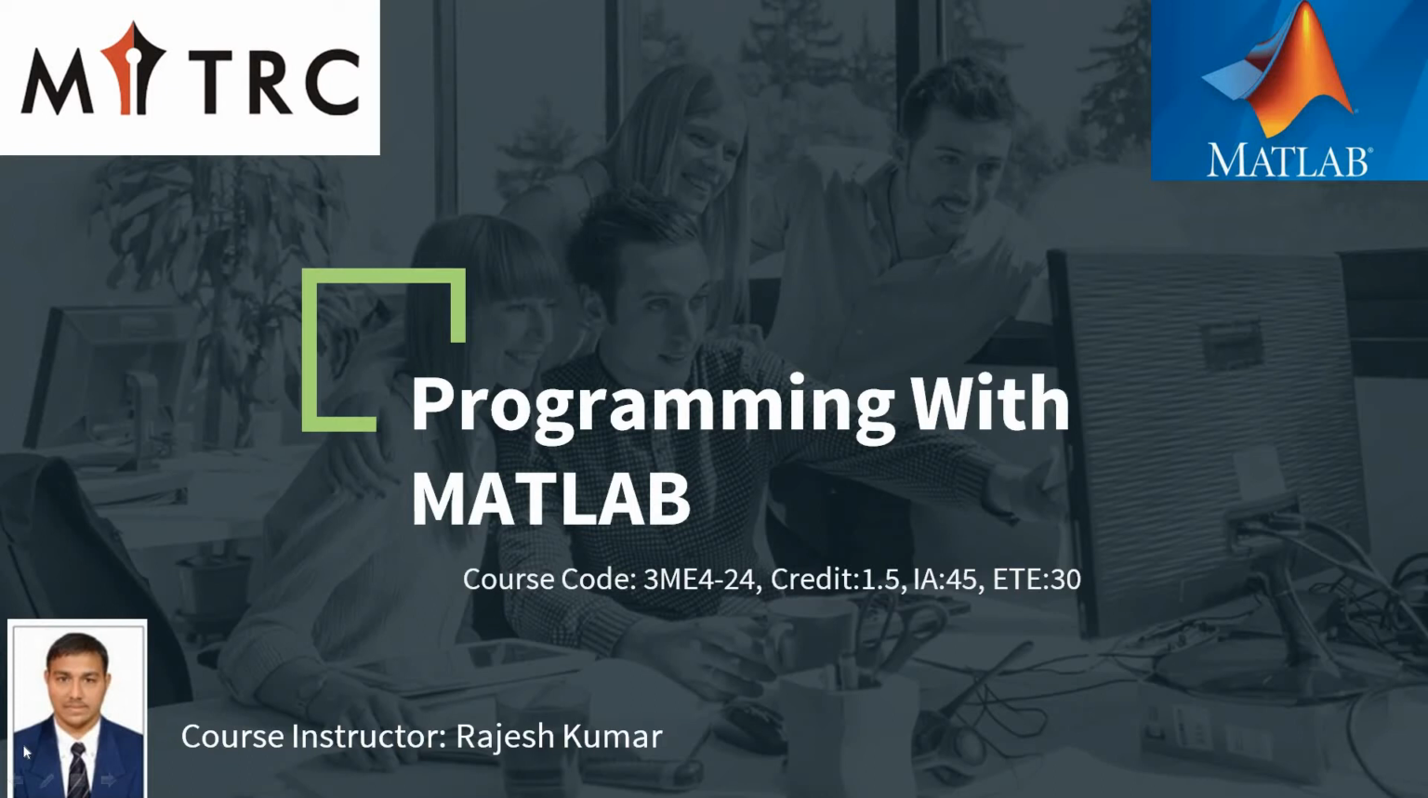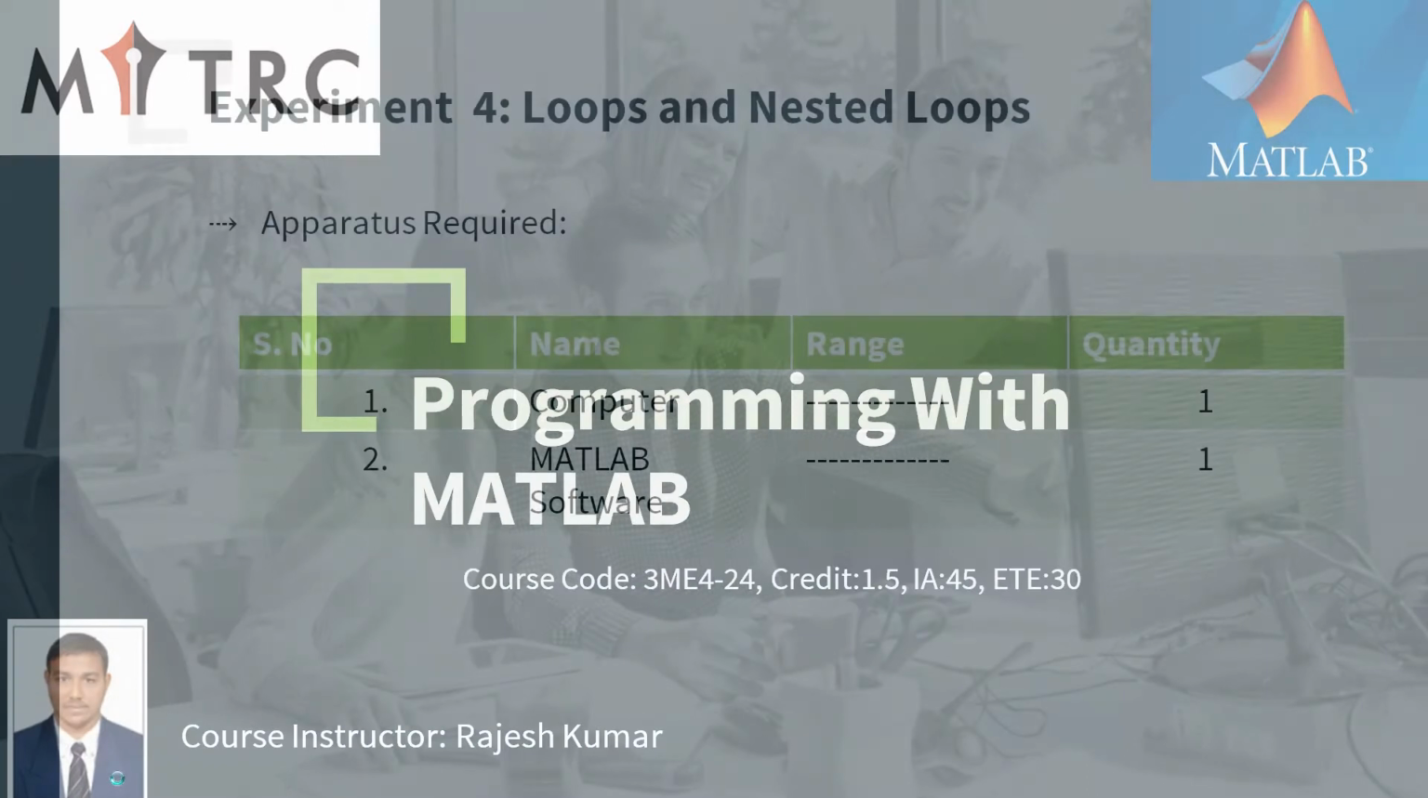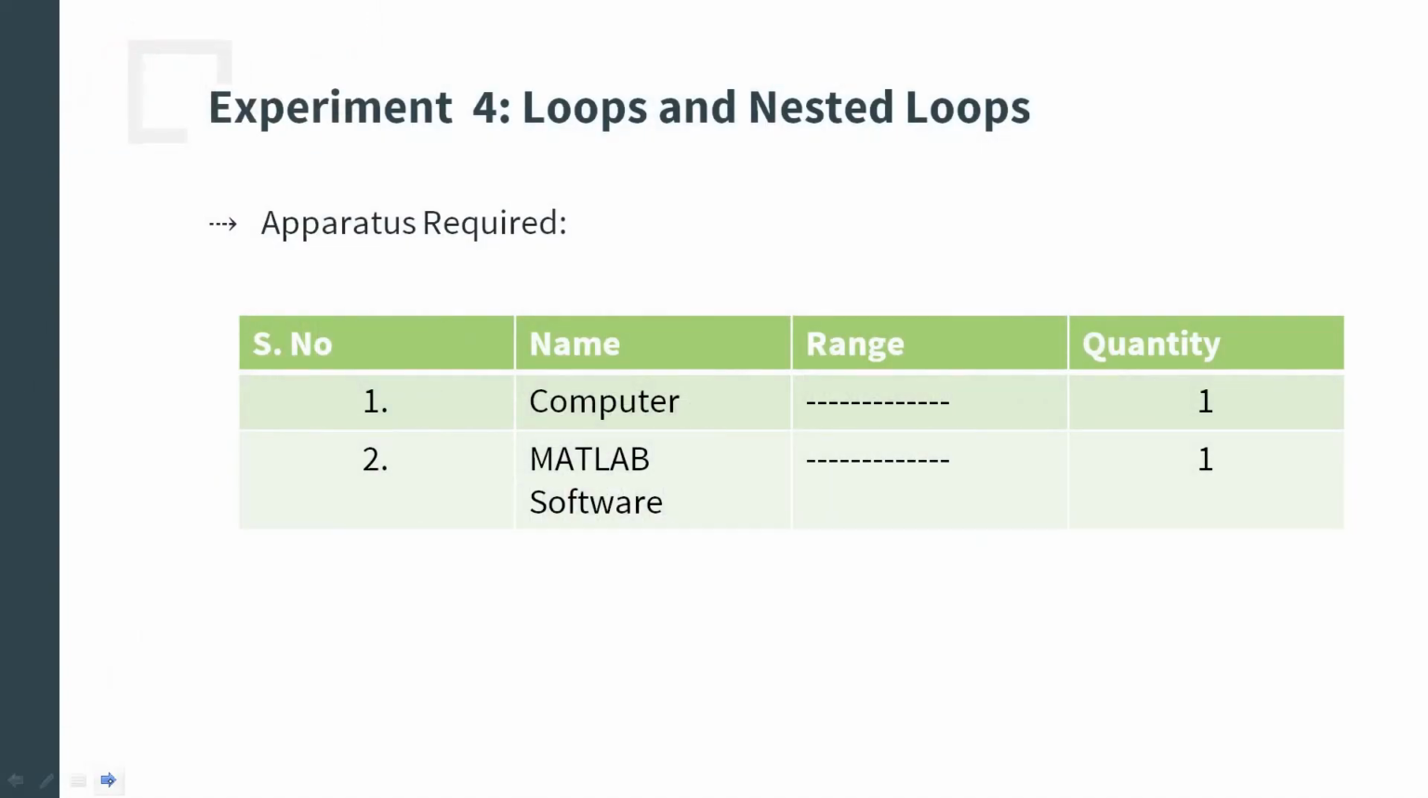So the objective of this experiment is to understand how looping is carried out within MATLAB. The apparatus required is almost the same in all the experiments. That is, we need one computer with MATLAB, and the computer should have at least 4 GB RAM.